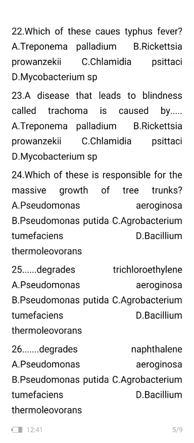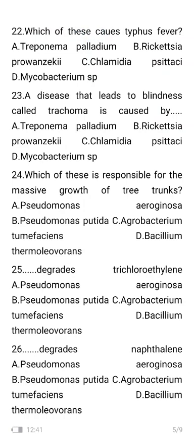Number 24 says, which of these is responsible for the massive growth of tree trunks? A. Pseudomonas aeruginosa, B. Pseudomonas putida, C. Agrobacterium tumefaciens, and D. Bacillus temulentivorans. All right, the answer is Agrobacterium tumefaciens. Agrobacterium tumefaciens are responsible for the massive growth of tree trunks. Take note of that.